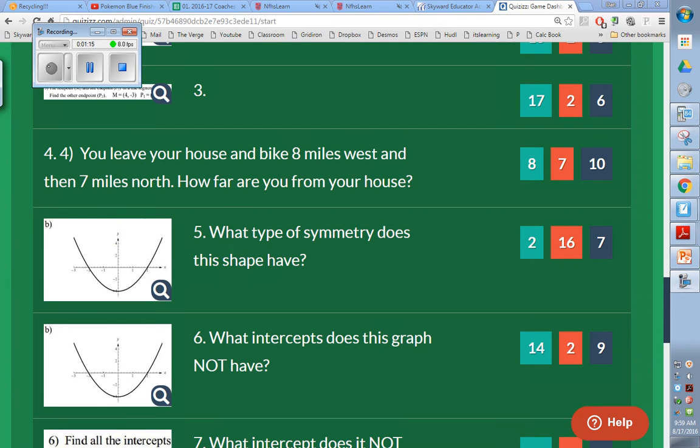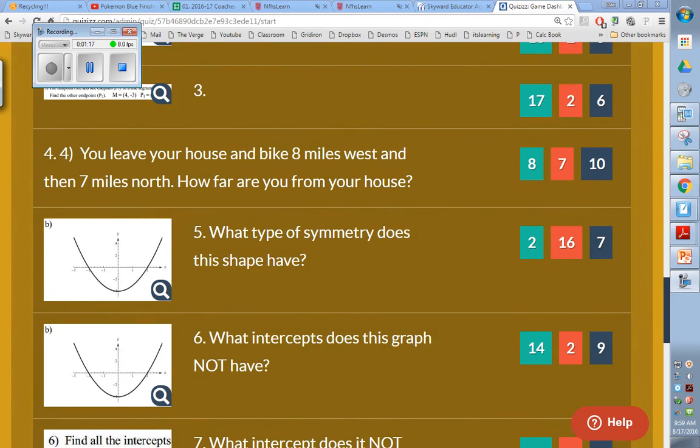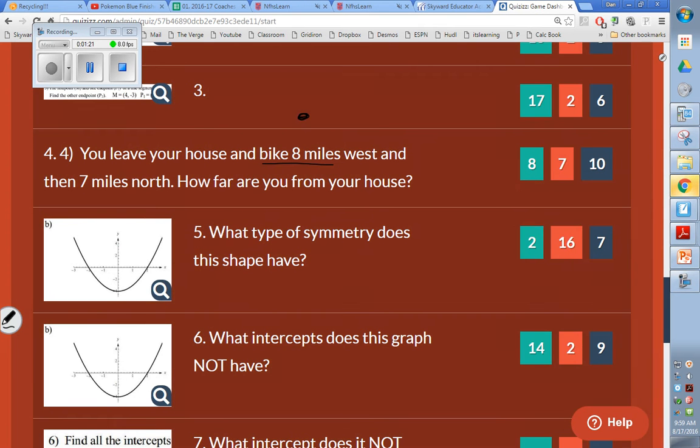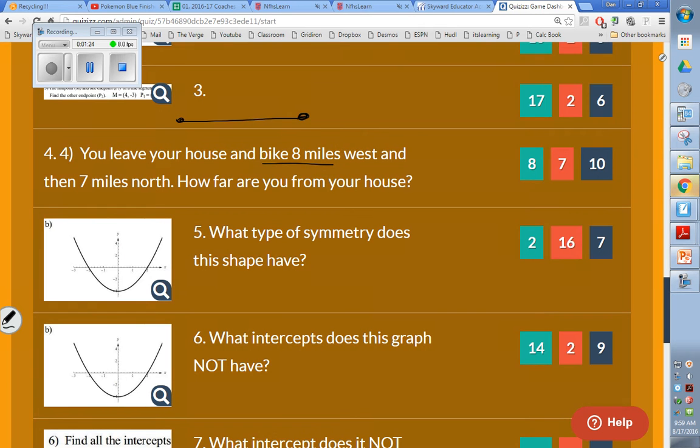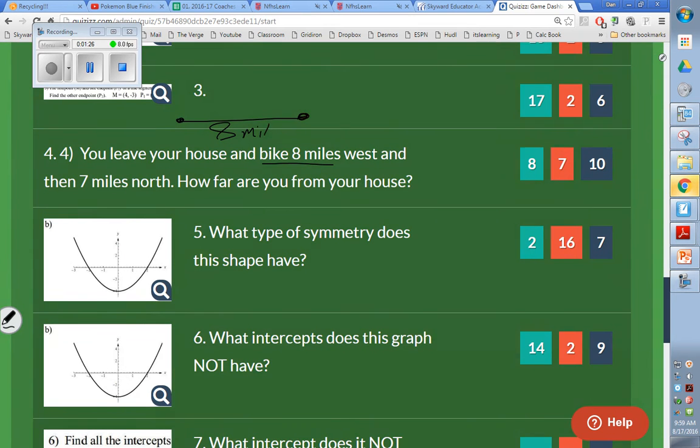Number 4 says you leave your house and bike 8 miles west. So you're starting right here. It doesn't matter which direction. I hope you know what west is. West is this way. 8 miles. Okay, and then you go north 7 miles. So from there to there, you go 7 miles. How far are you from your home?